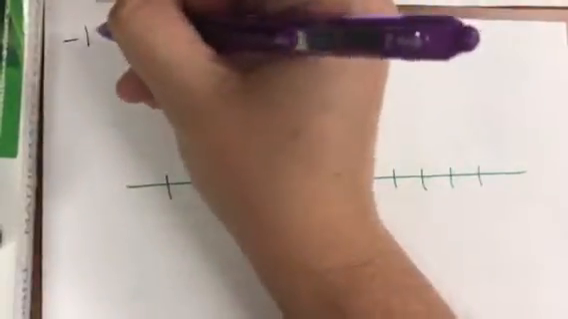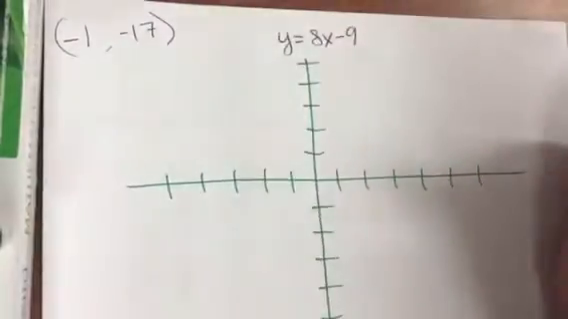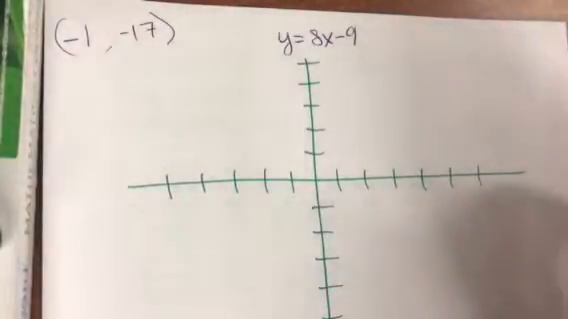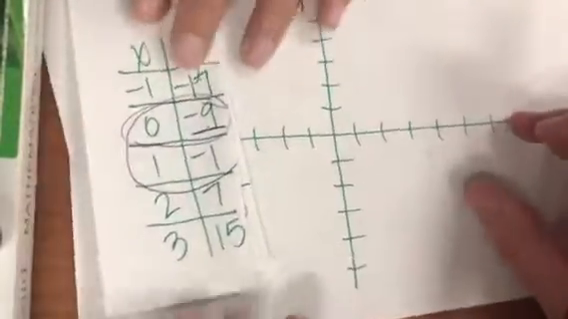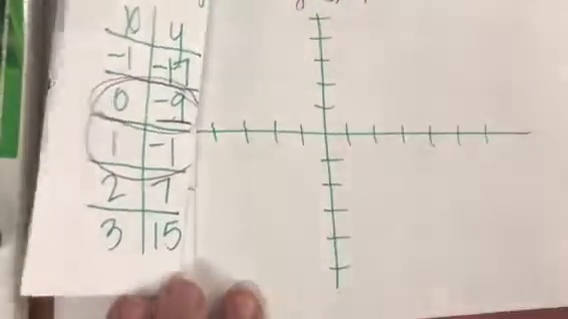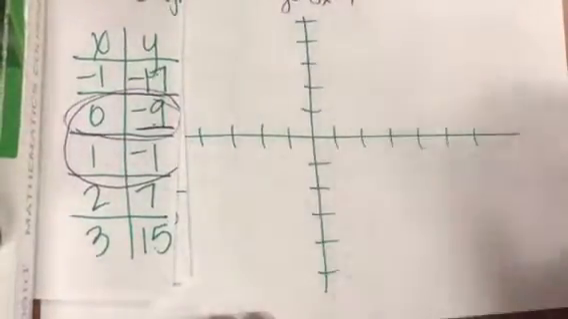So I've got -1, -17. Here are my points. There's my table, just so that you guys can see it. There you go. What do you think I should make my scale for? There we go. My graph.